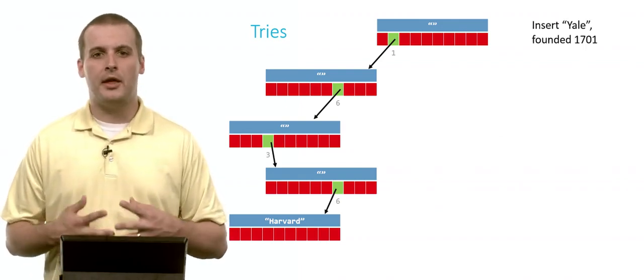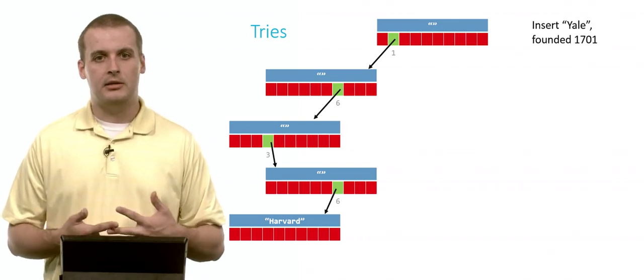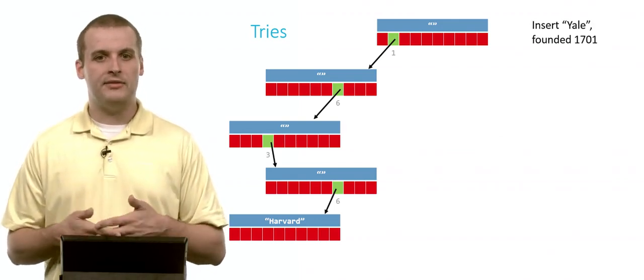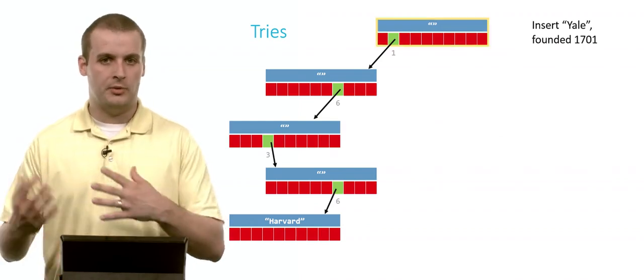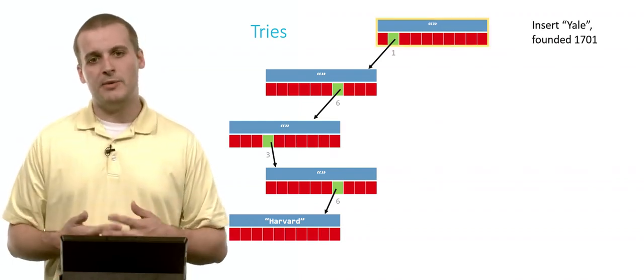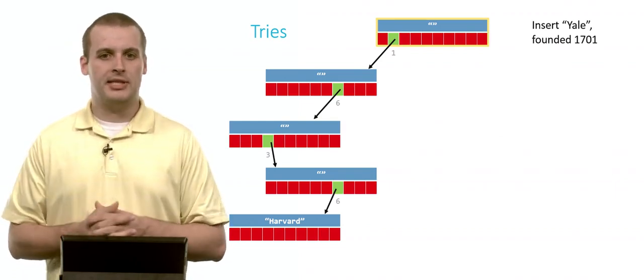Now let's insert another university. Let's insert Yale into this trie. Yale was founded in 1701. So we'll start at the root, as we always do, and we set a traversal pointer. We're going to use that to move through. The first thing we want to do is go down the 1 path. That's the first digit of our key.